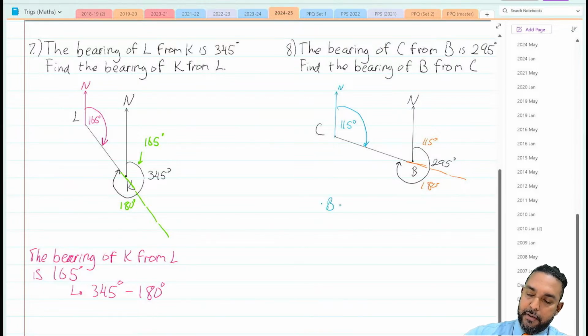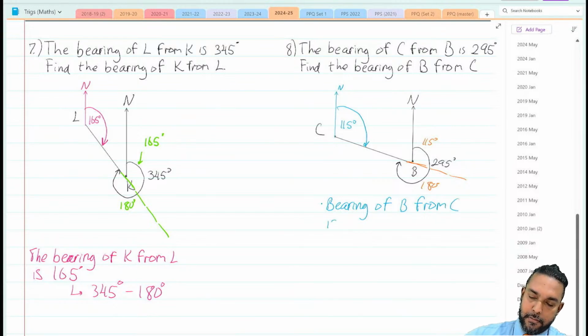All right, so the bearing of B from C is 115 degrees.